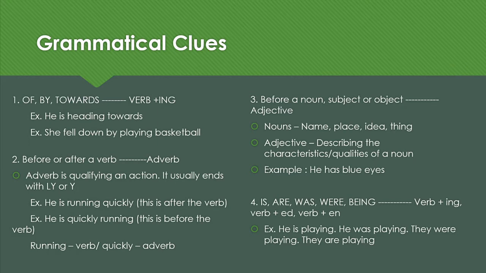If you see words like of, by, towards and there is a verb connecting that, then the verb will end with ing. You can see many examples. He is heading towards. So you see the word towards, so the verb will contain ing at the end.